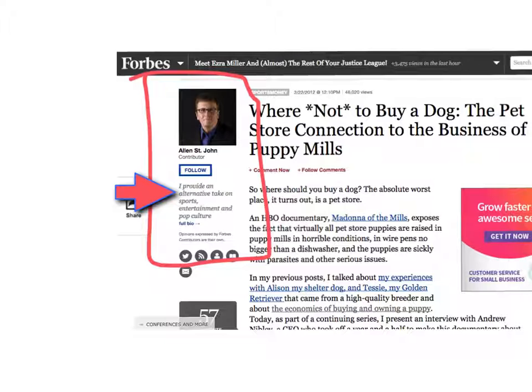So even though Forbes is a reputable source, a great magazine, this is an opinion piece in the magazine. It's not a factual article. So this piece is not going to help me answer my research question.